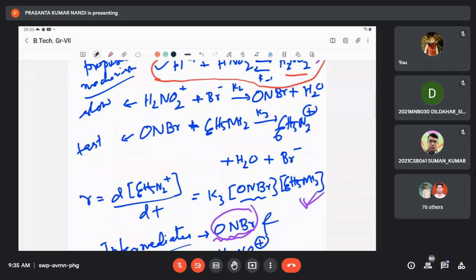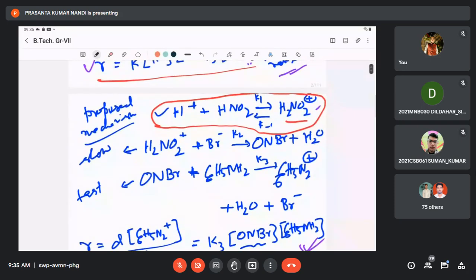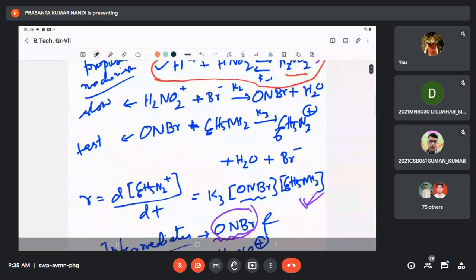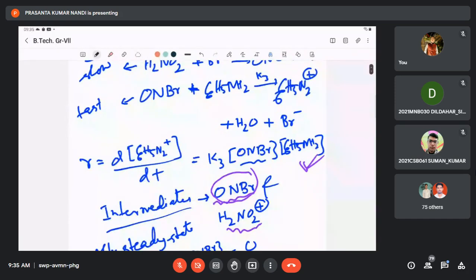What is the rate of formation of diazonium cation? It is written like this because it is produced from ONBr. In the last step you see ONBr and C6H5NH2. In the last step, that is the product, this is produced. Now, what is the intermediate?